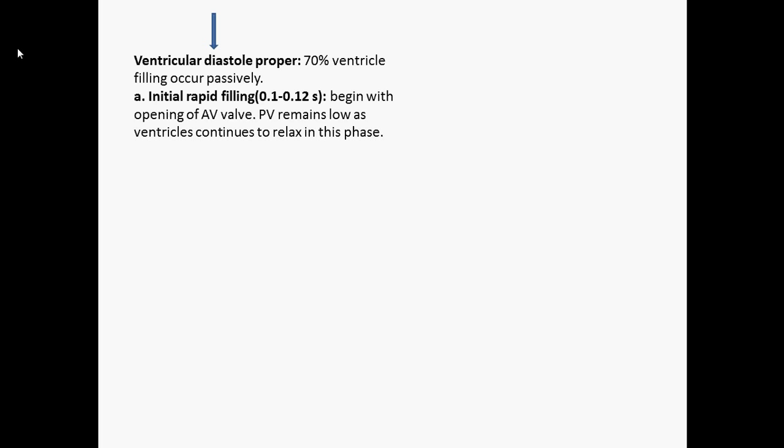Initial rapid filling: with the opening of the AV valve, the whole blood just rushes into the ventricle. So initial rapid filling begins with the opening of the AV valve. The pressure in the ventricle remains low as the ventricles continue to relax. So in this phase also the ventricular pressure remains low as they are relaxing.